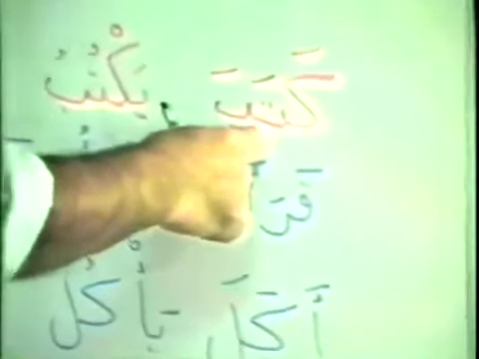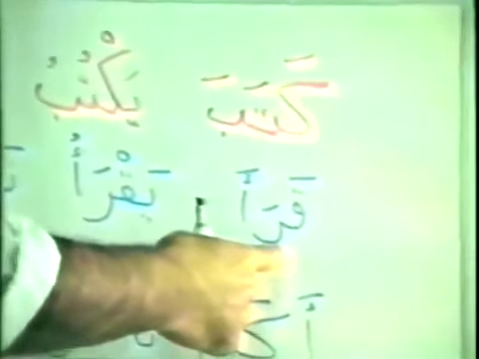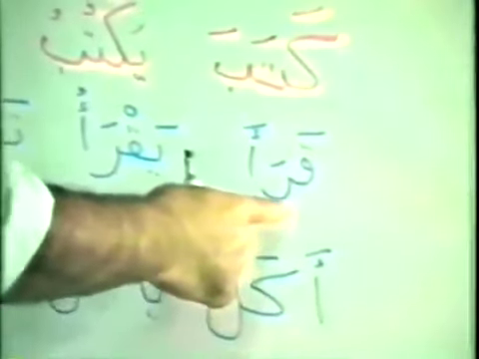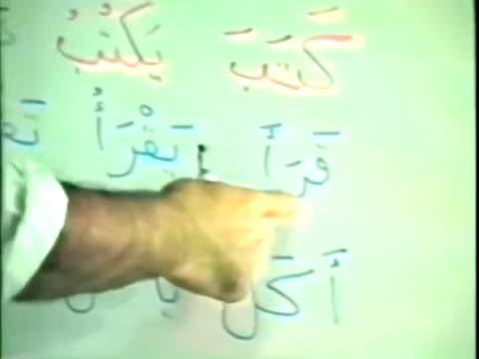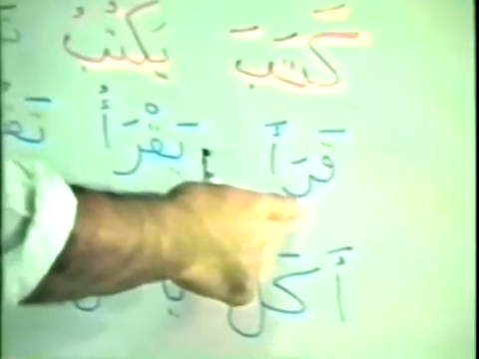For the past tense, he ate. Kataba is the root word, and it is also the past tense, he wrote. Qara'a is the root word, meaning to read, and also the past tense, he read. Akala, the root word which means to eat, is also the past tense, he ate.